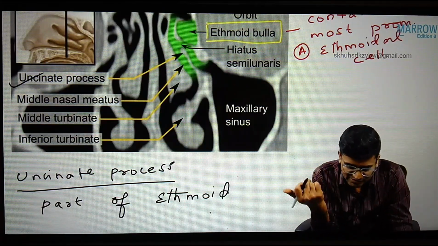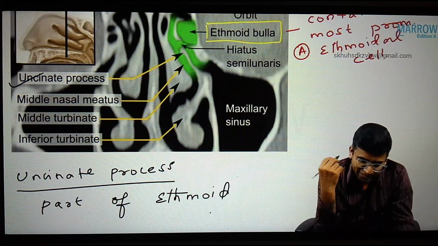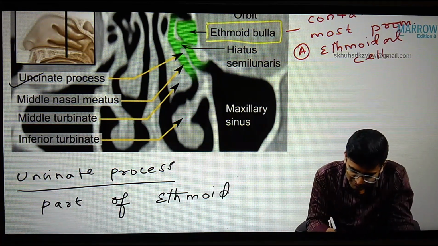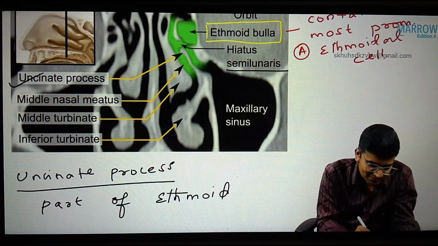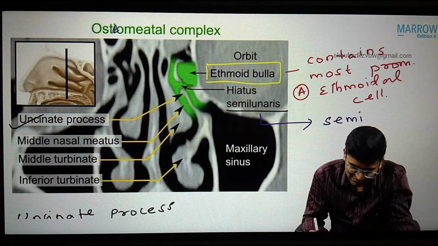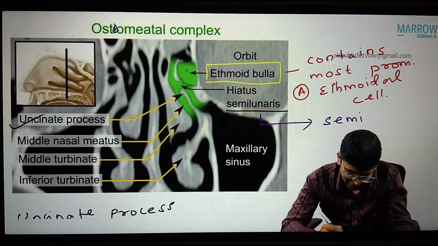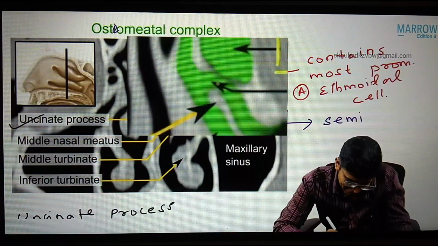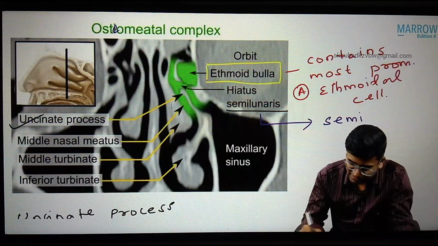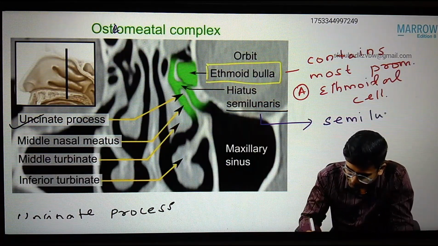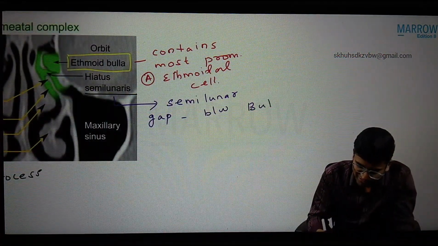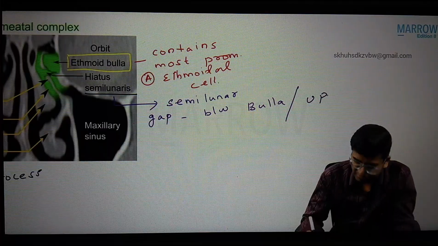Now, between the uncinate process and the bulla ethmoidalis, we have a semilunar gap, and that gap is called the hiatus semilunaris. Okay, so please underline hiatus semilunaris. That is the semilunar gap between these two. So this is our hiatus semilunaris, the semilunar gap between the bulla ethmoidalis and the uncinate process.